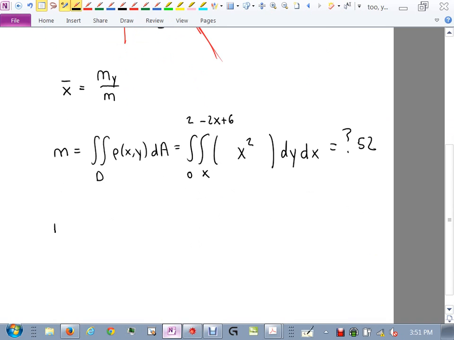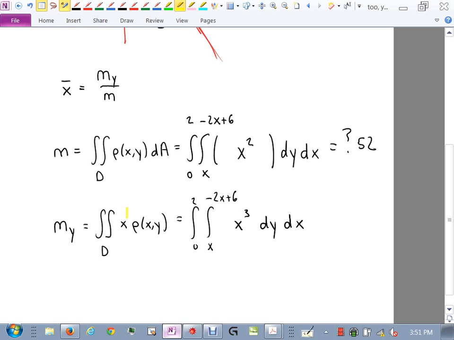And then we would want to get the moment about y. And the only difference in moment about y is that we put what here? X rho of x, y, which means my double integral is 0 to 2, x to negative 2x plus 6. But now instead of x squared, it'll be x times x squared, so x cubed, dy dx. So the big difference is that right there. Then you go grind that one out, right?